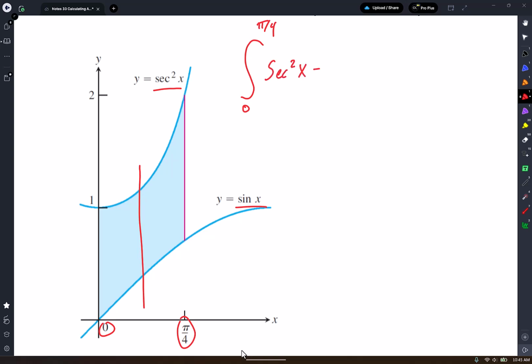Secant squared x minus sine x dx. I would prefer that you put parentheses, but it's not necessary. What's up, Vega?